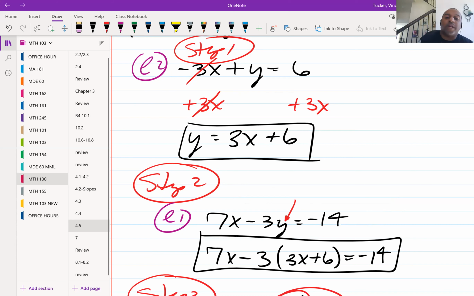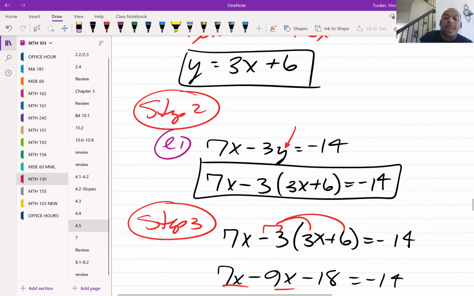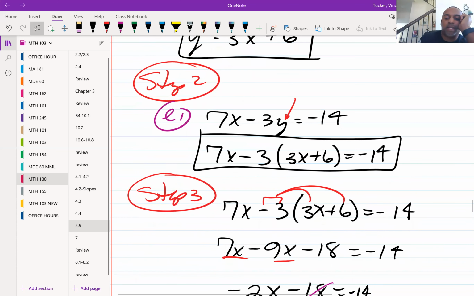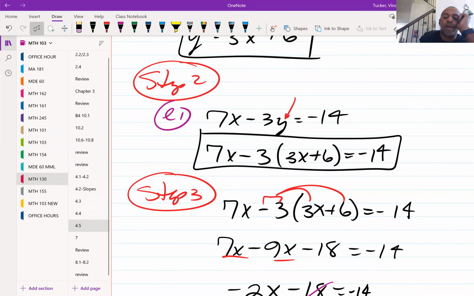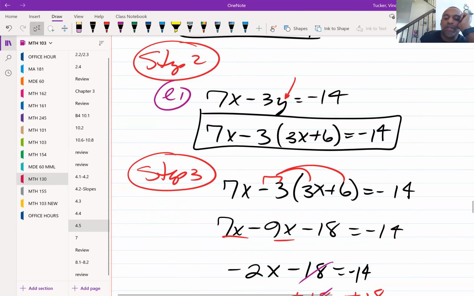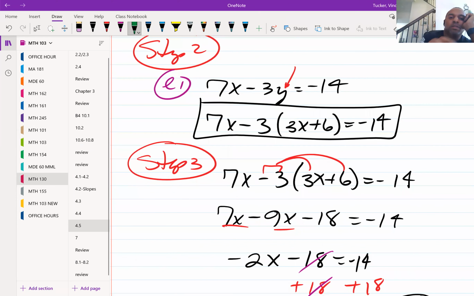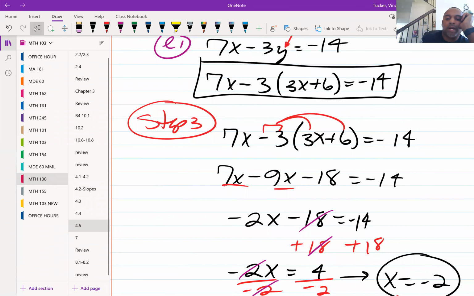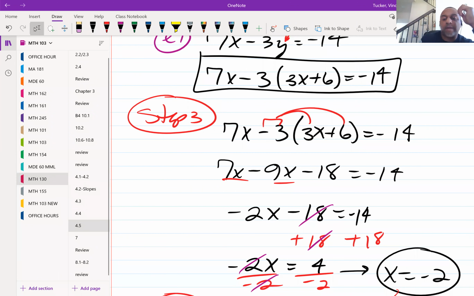All right. So now you go ahead and solve. Distribute that -3 into the parentheses. So it'd be -9x minus 18. So 7x minus 9x minus 18 equal to -14. Combine your like terms. 7x minus 9x is -2x. Add 18 to both sides. And then divide both sides by -2. And x is equal to -2.